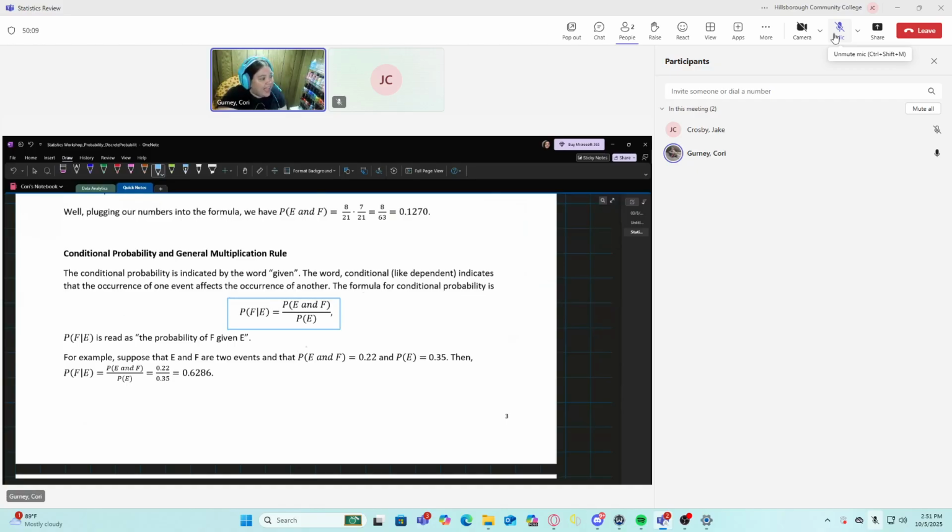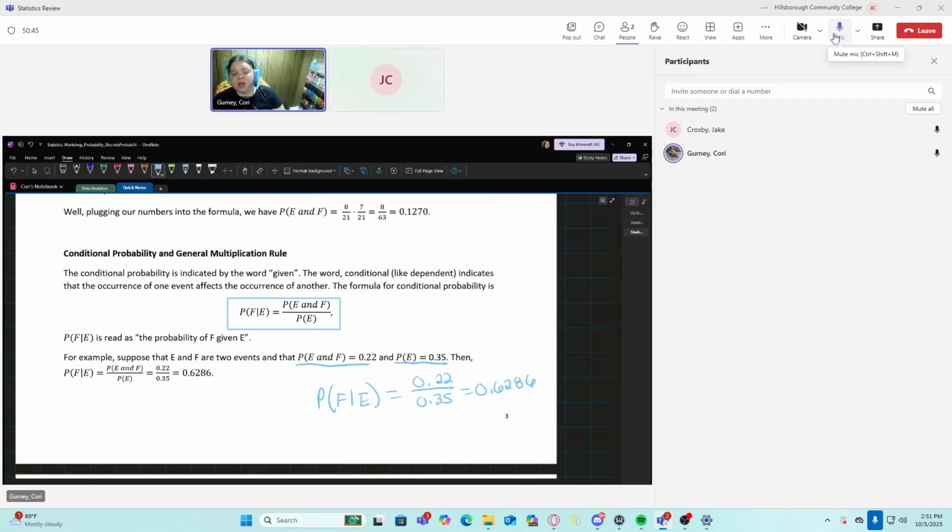But yeah, so this is what I'm saying with the example: they have to give you two of them. So they give me these two, and they're like, all right, what's the other one? Well, I just plug it into the formula. P of F given E has to be 0.22 divided by 0.35, which is what I did over here to get 0.6286.